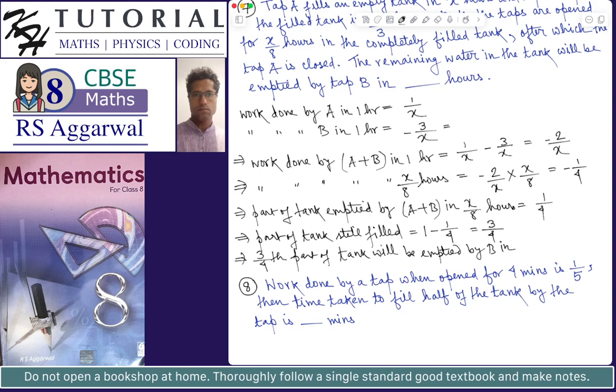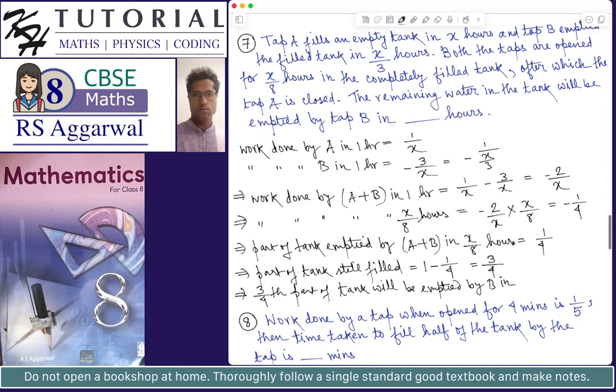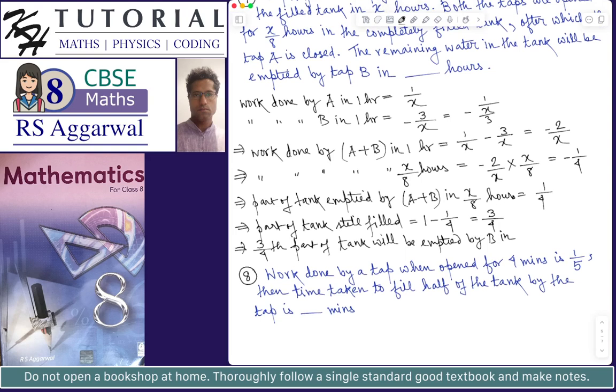Actually, negative of 3 by X means negative of 1 by X by 3. So we know that in X by 3 hours tap B completely empties a filled tank. X by 3 hours completely empties a filled tank, and so the time taken by tap B to empty 3 by 4th part will be 3 by 4 multiplied by X by 3, which is equal to X by 4 hours. So the answer is X by 4 hours.